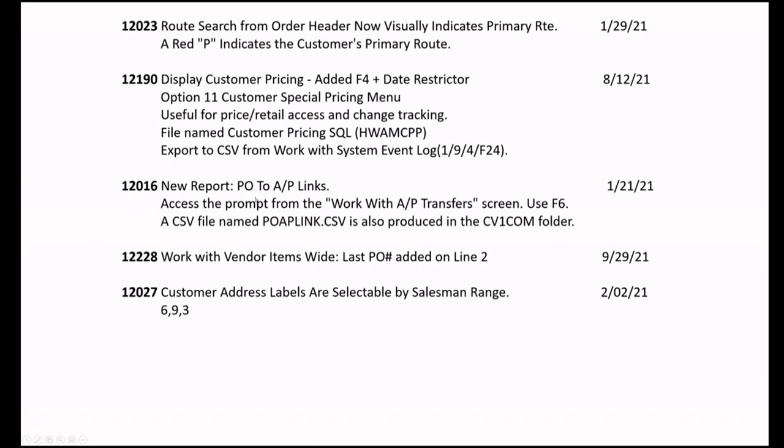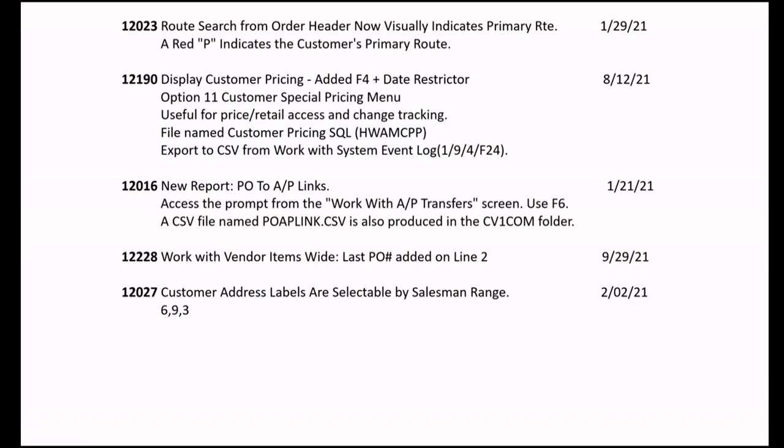PO to AP link. So sending purchase orders over to AP. There's a file called AP links that holds that stuff. And so I'm going to jump over to work with AP transfers. I'm going to use F6, and every time I run it, it outputs a file that's always named poaplink.csv. It's going to stick it in the CV1COM folder. We'll talk about folders for a minute, too.